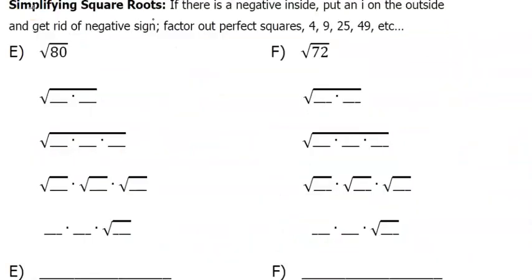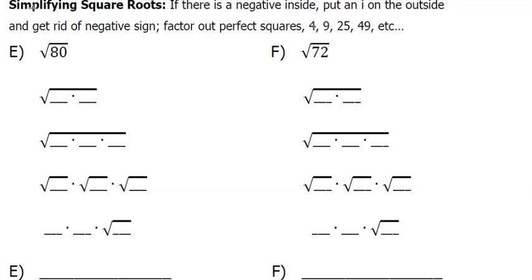Simplify square roots. If there is a negative inside the square root, put an i on the outside and get rid of the negative sign. Factor out perfect squares, 4, 9, 25, 49, etc. So let's look at the first one, the square root of 80. There's no negative, so there's not going to be an i in your answer.